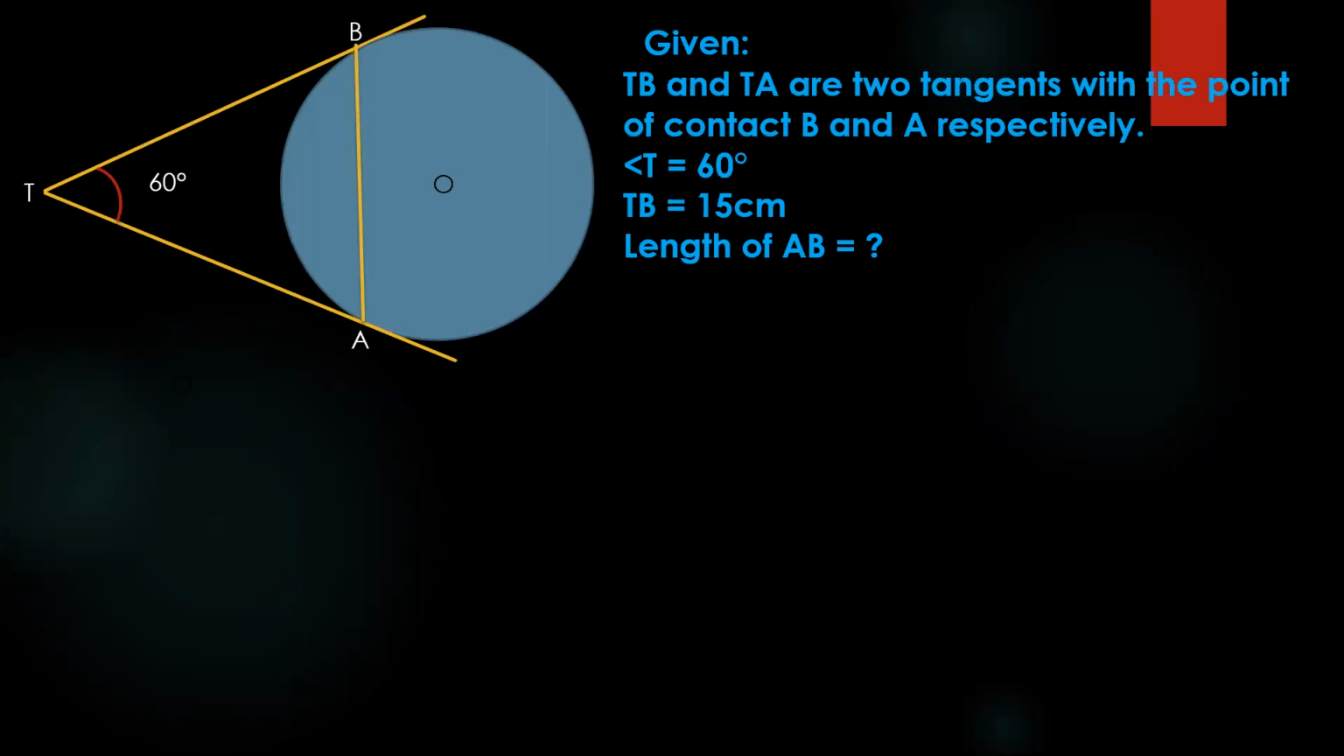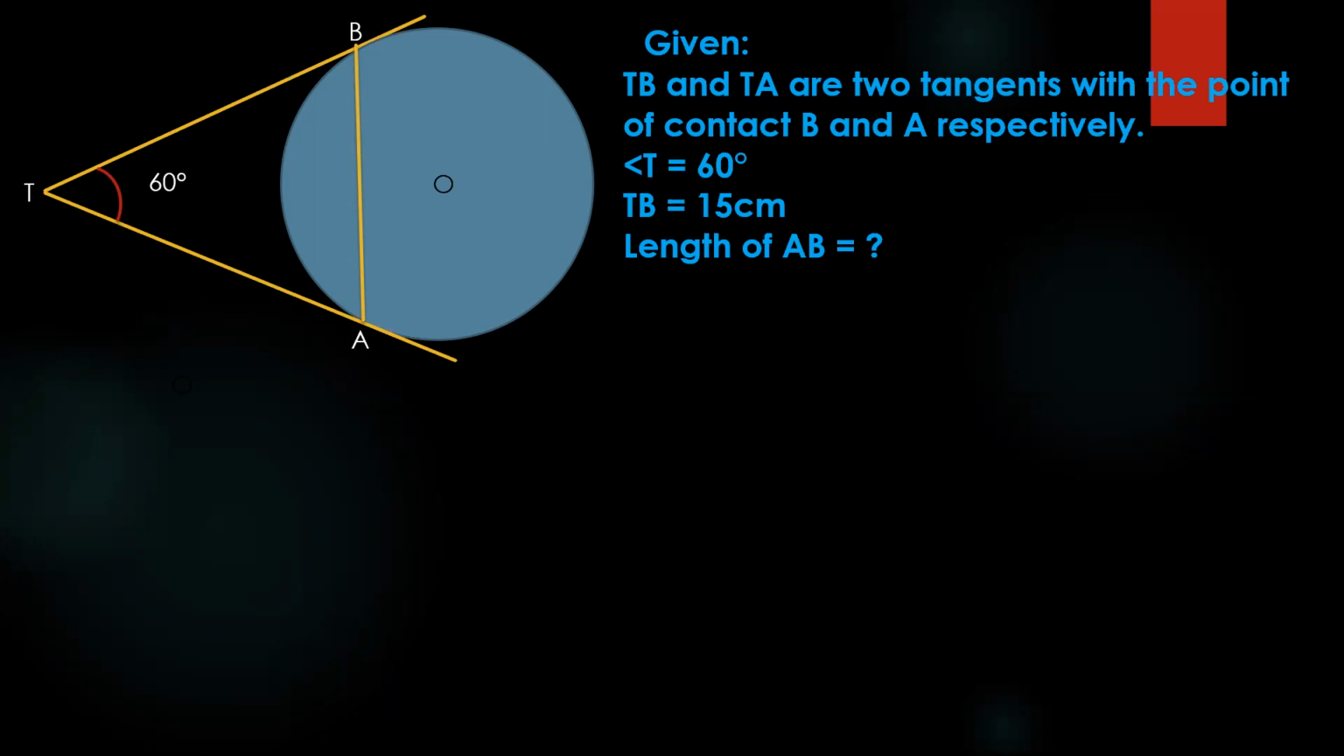Okay, look at this example here. Here, you can see in the circle, TA and TB are the two different tangents, right? With points of contact B and A respectively. Both the tangents are drawn from the same external point. Angle T is given as 60 degrees, TB is equal to 15 centimeters, and the length of AB we have to find out here, okay?